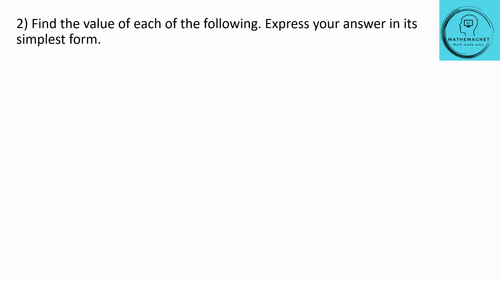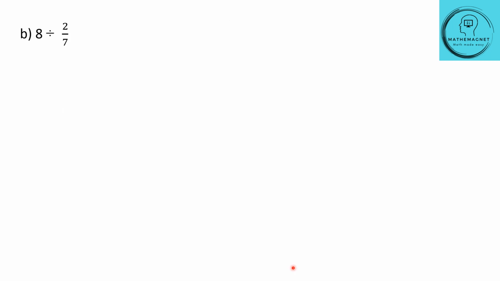Question 2. Find the value of each of the following. Express your answer in its simplest form. So A is 6 divided by 3 by 8. So that we will rewrite as 6 into 8 by 3, and 3 and 6 cancel out each other by 2 times. So it becomes 2 into 8 by 1, which is equal to 16. Question B. 8 divided by 2 by 7. That can be rewritten as 8 into 7 by 2. So 2 and 8 cancel out each other 4 times. So it becomes 4 into 7 by 1 or equal to 28.